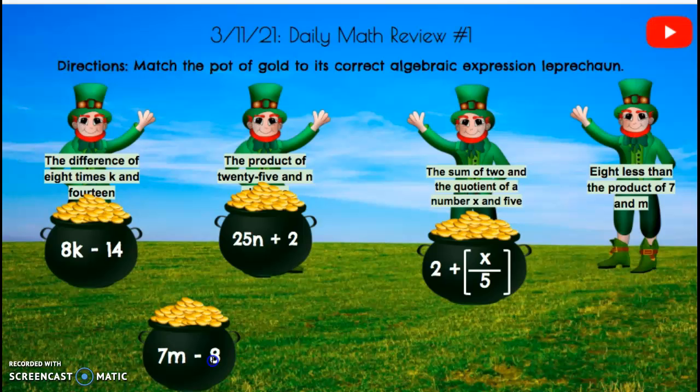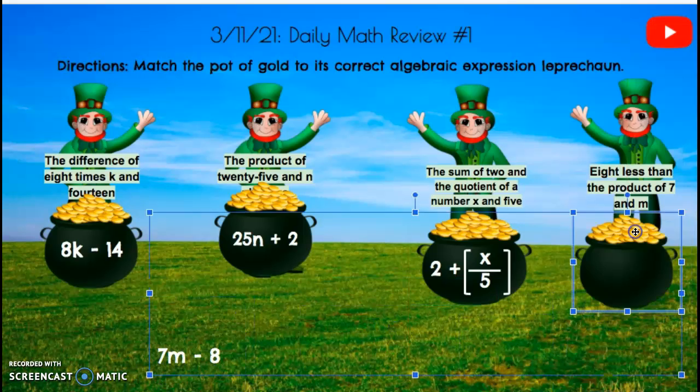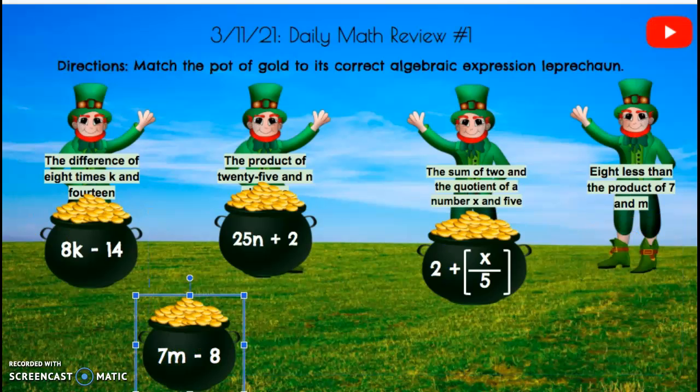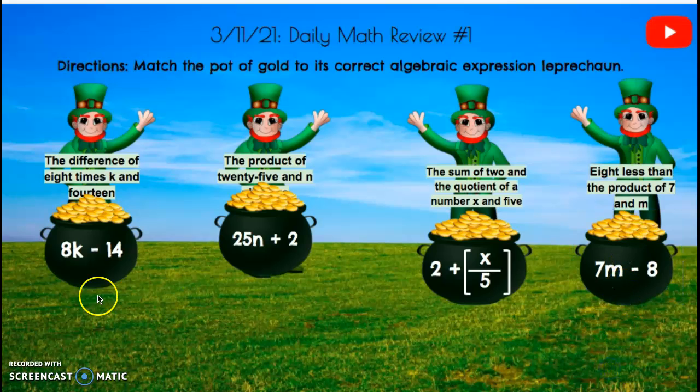Last but not least, we have 8 less than the product of 7 and m. So that is going to be, whoop, that is going to be that pot of gold. Let's see if that works better. There we go. And that's going to be it for our DMR number 1. Great job.